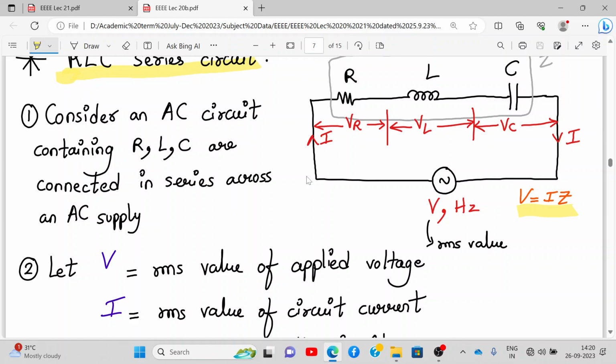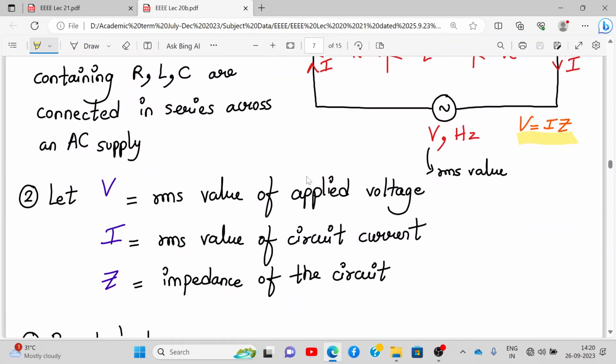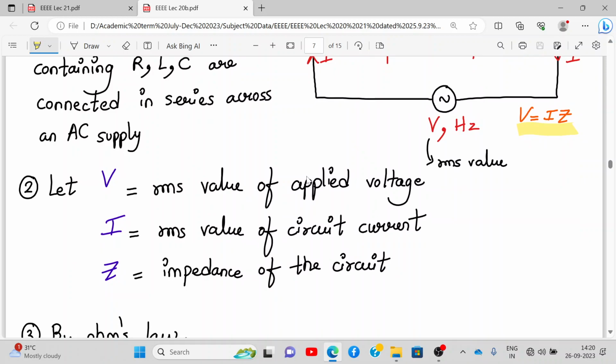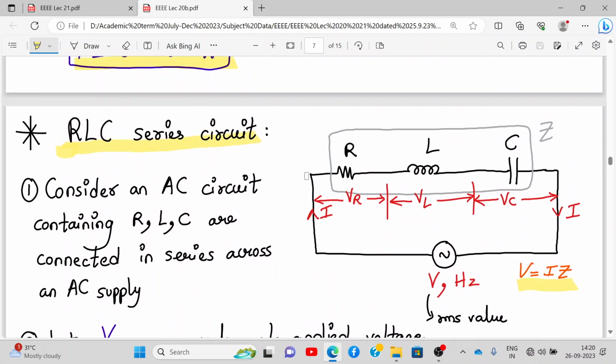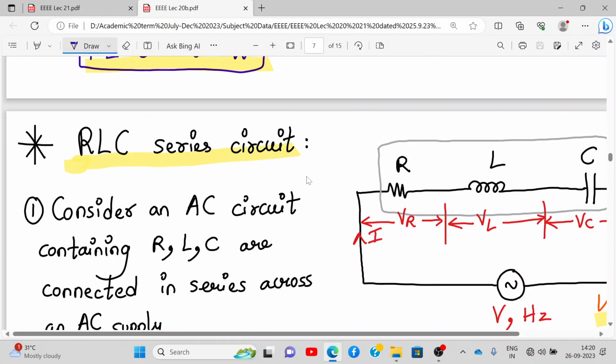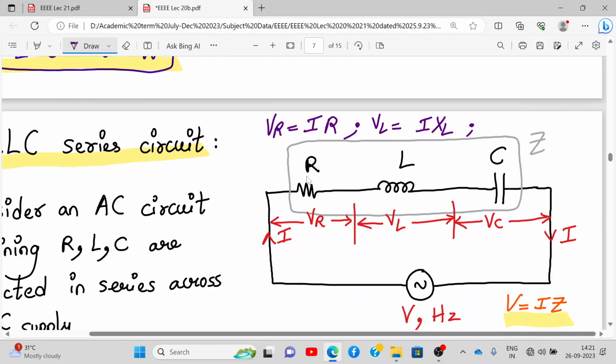Now, V is the RMS value of the applied voltage, I is the RMS value of the circuit current, and Z is the impedance of the circuit. Now tell me, what is VR from here? If you have really understood the concept, you can tell me this answer. What is VR for this circuit? VR is current into resistance. What is VL? Current into inductive reactance. And what is VC? Current into capacitive reactance. So this is what you get, right? Because current in a series circuit remains the same.